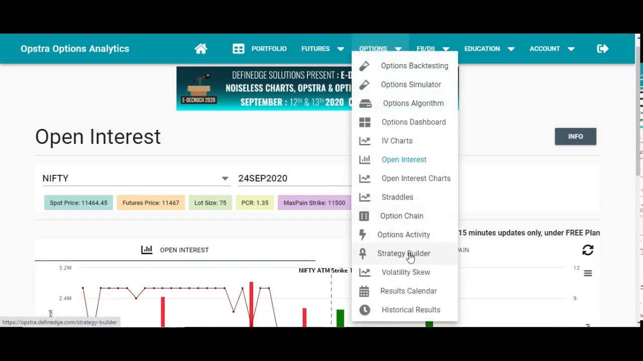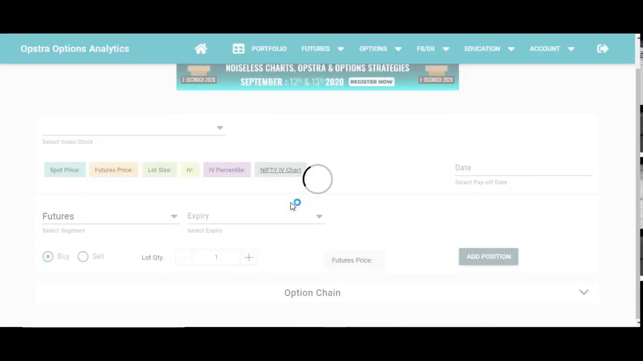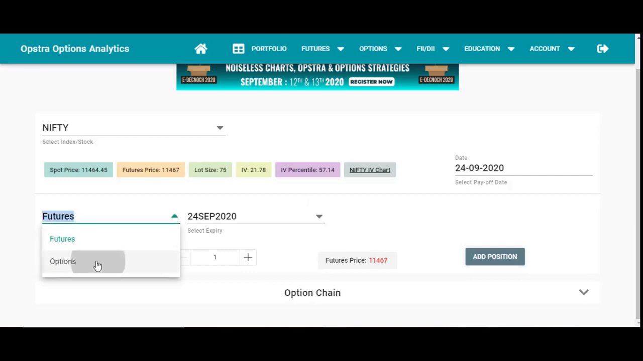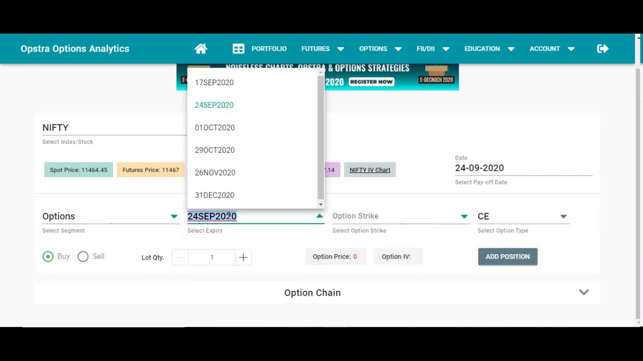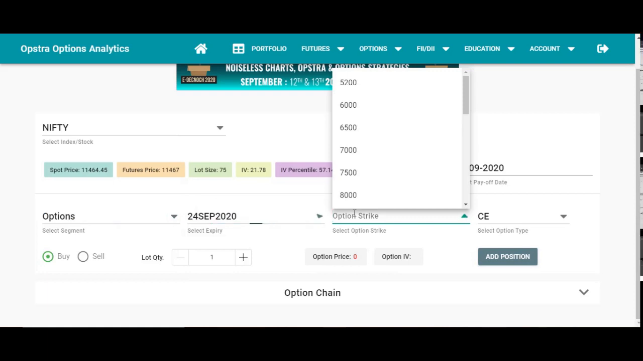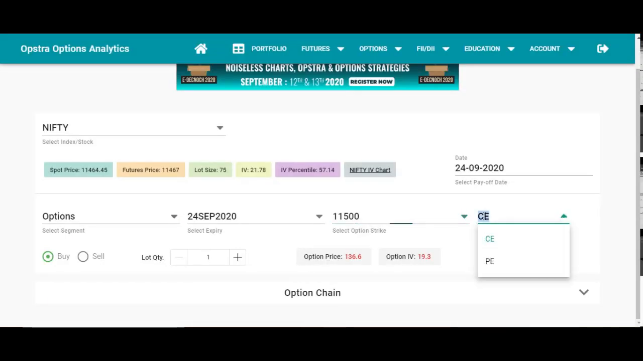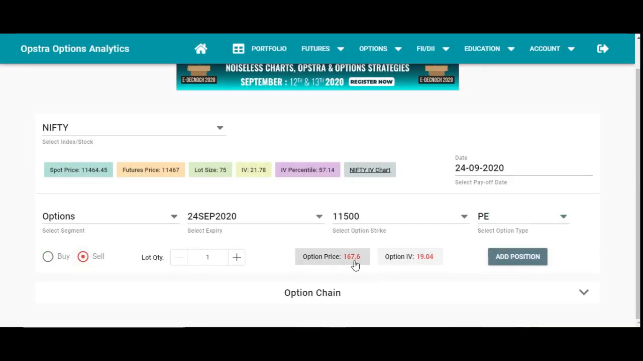option strategy for this setup. Okay, so what I'm going to do is I'm going to choose options, and I'll be keeping it as 24th September, and I'm going to sell the 11,500, which is the at the money put option. Okay, so the at the money put option for 24th September is trading at the price of 167.6. Okay, so I'm going to sell this position.